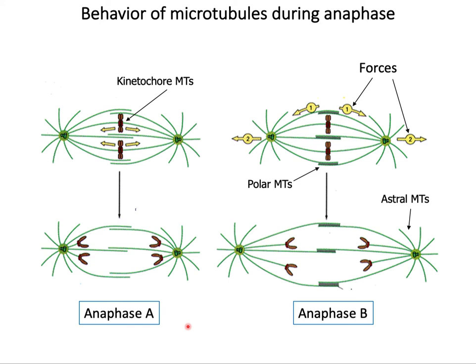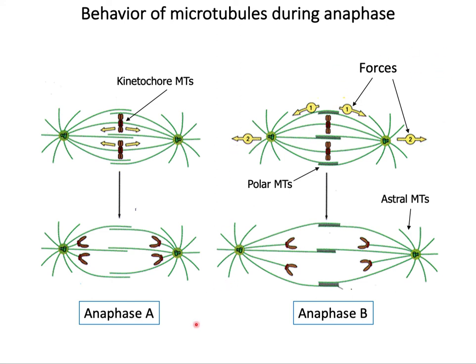And the way they behave creates the forces necessary to pull the sister chromatids apart and to elongate this spindle apparatus. And these forces can be grouped or classified into two groups known as anaphase A and anaphase B. The forces generated in anaphase A are generated by the kinetochore microtubules that are interacting with the chromosomes. And the forces generated during anaphase B are generated by the polar microtubules that are interacting with each other in the spindle and the astral microtubules on either end of the spindle.